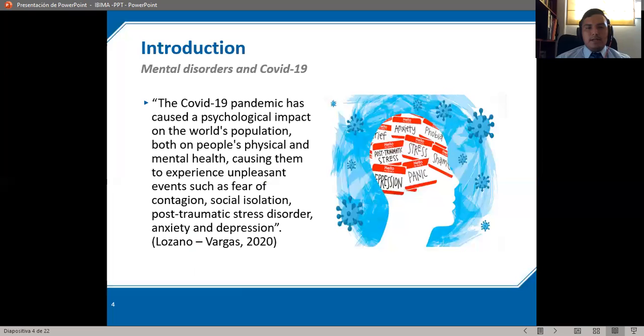The study by Vargas in 2020 mentions that the COVID pandemic has caused a psychological impact on the world population, on both physical and mental health, causing people to experience traumatic events, contagion, social isolation, post-traumatic stress disorder, anxiety, and depression.